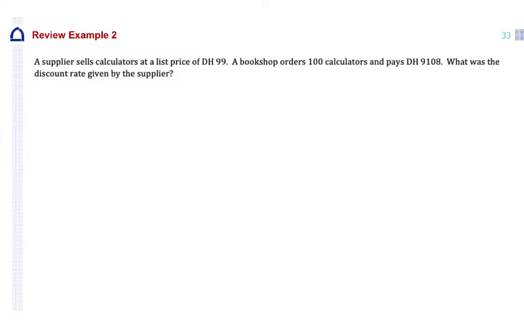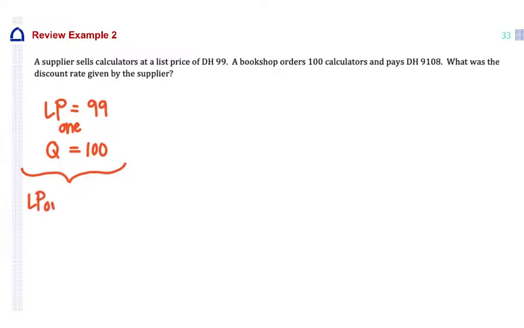Okay, example 2 says a supplier sells calculators at a list price of 99 dirhams. That sounds like the list price for just one calculator is 99 dirhams. That's the expensive price. It says they order 100 calculators, so the quantity is 100. Before we move forward, let's calculate the list price of the whole order. So it's the list price for one times the quantity that was ordered. The list price for the whole order, in this case, is 9,900 dirhams.